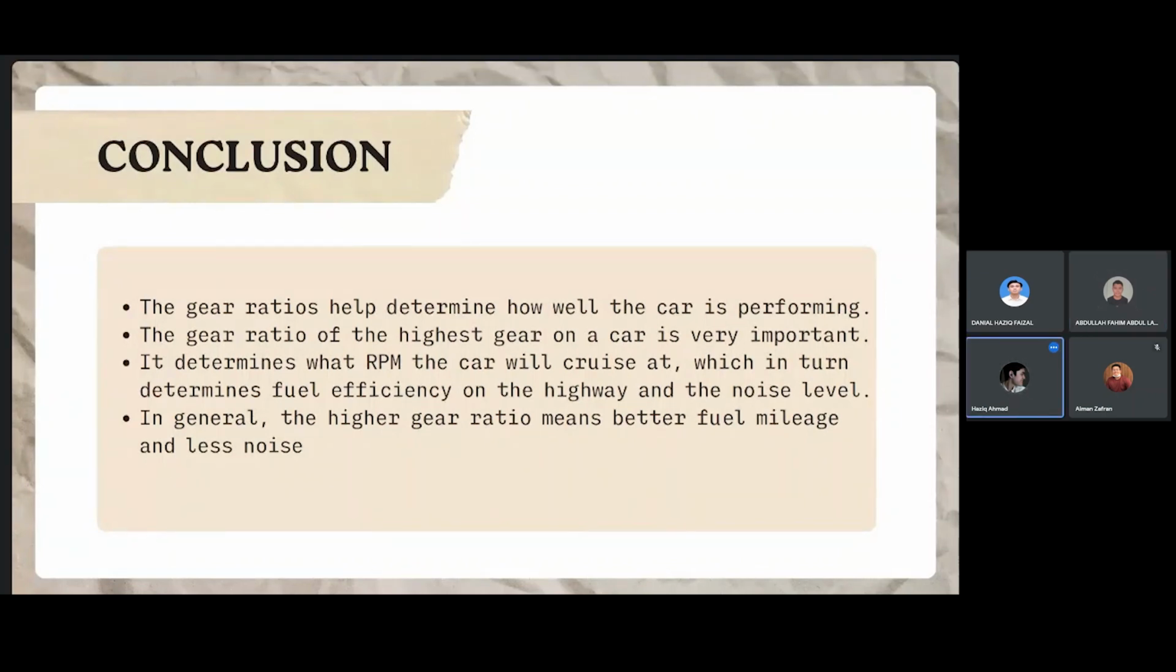So for the conclusion, gear ratios help determine how well the car is performing. The gear ratio of the highest gear in the car is very important. It determines what RPM the car will cruise at, which in turn determines fuel efficiency on the highway and the noise level. In general, a higher gear ratio means better fuel mileage and less noise.